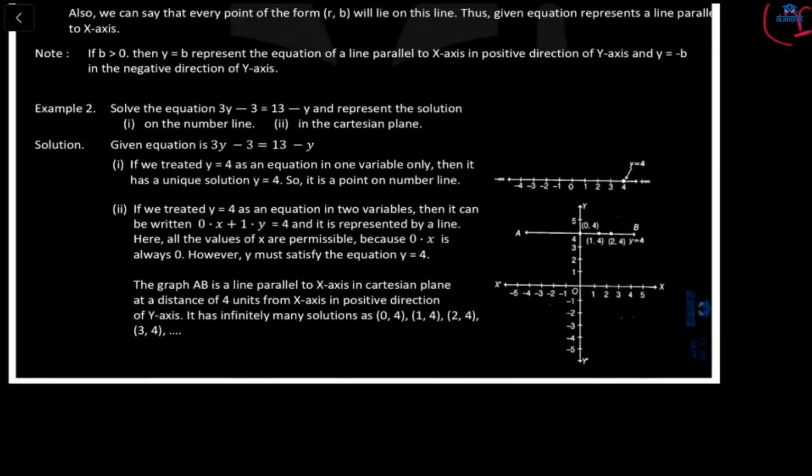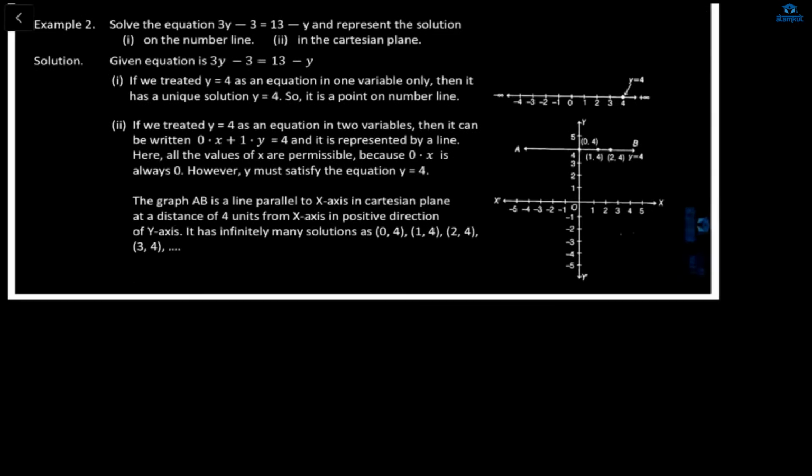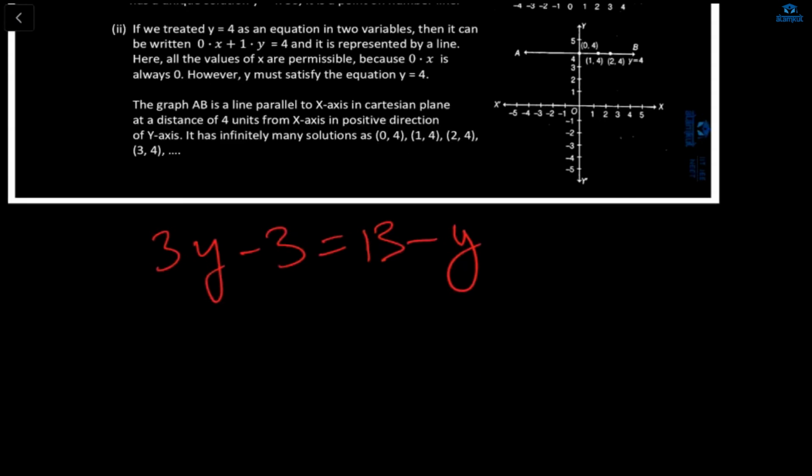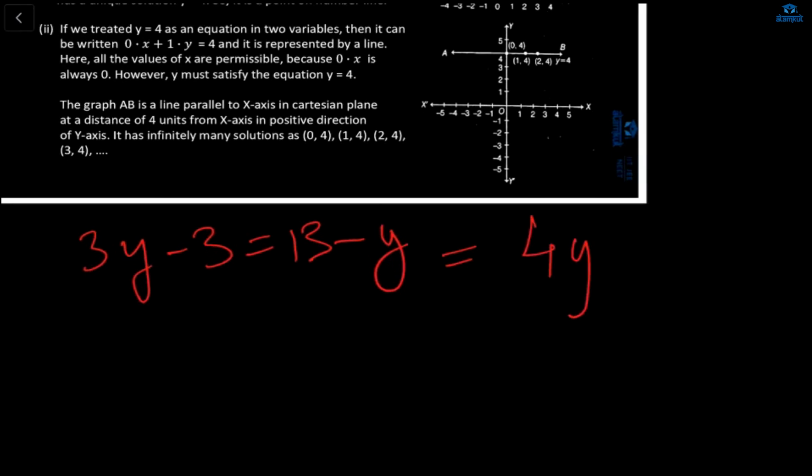Now the equation here is 3y minus 3 is equal to 13 minus y. You can see only a single variable is here, two variables are not here. So how can you write it? It can be written as 4y is equal to 16. So y is equal to 4.